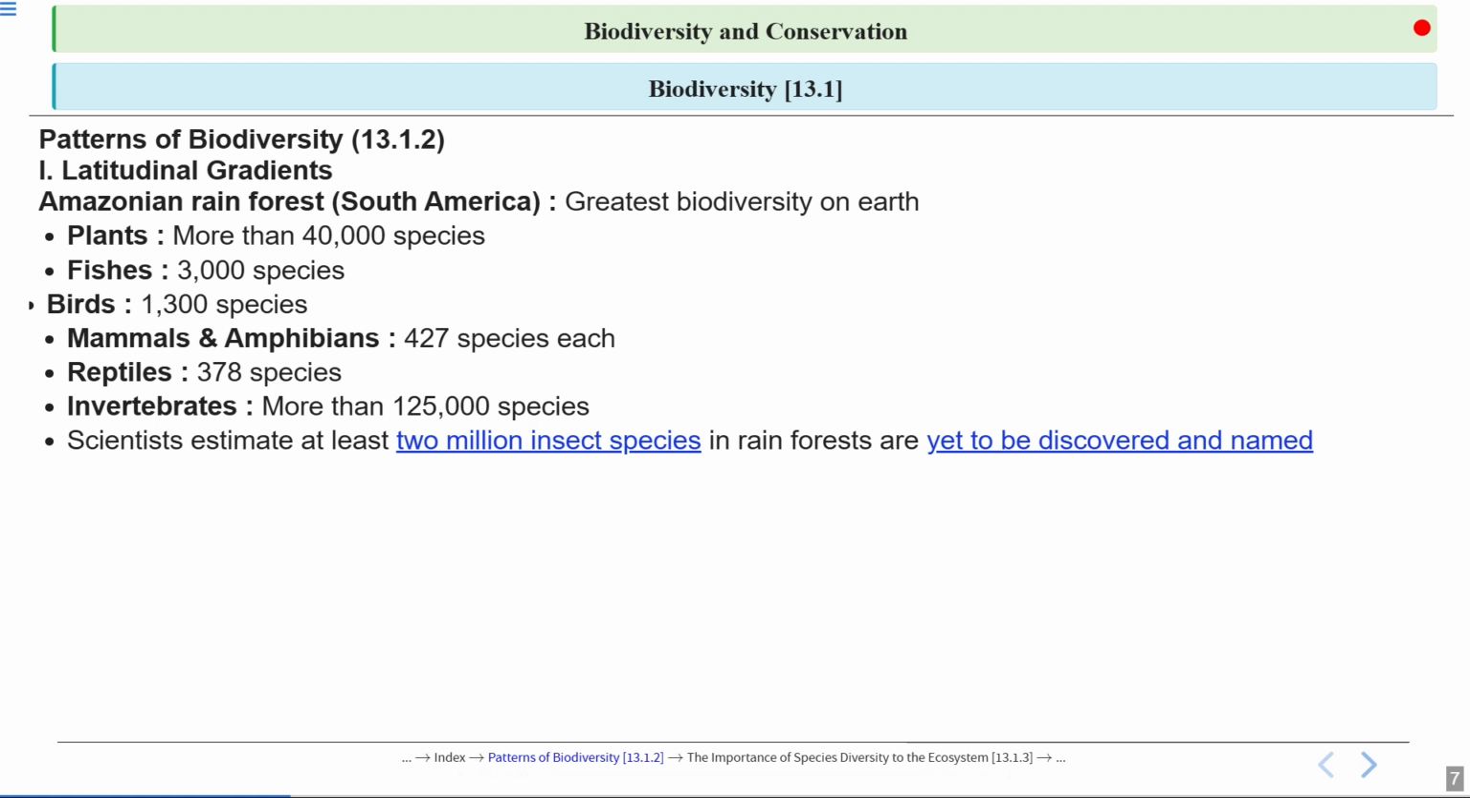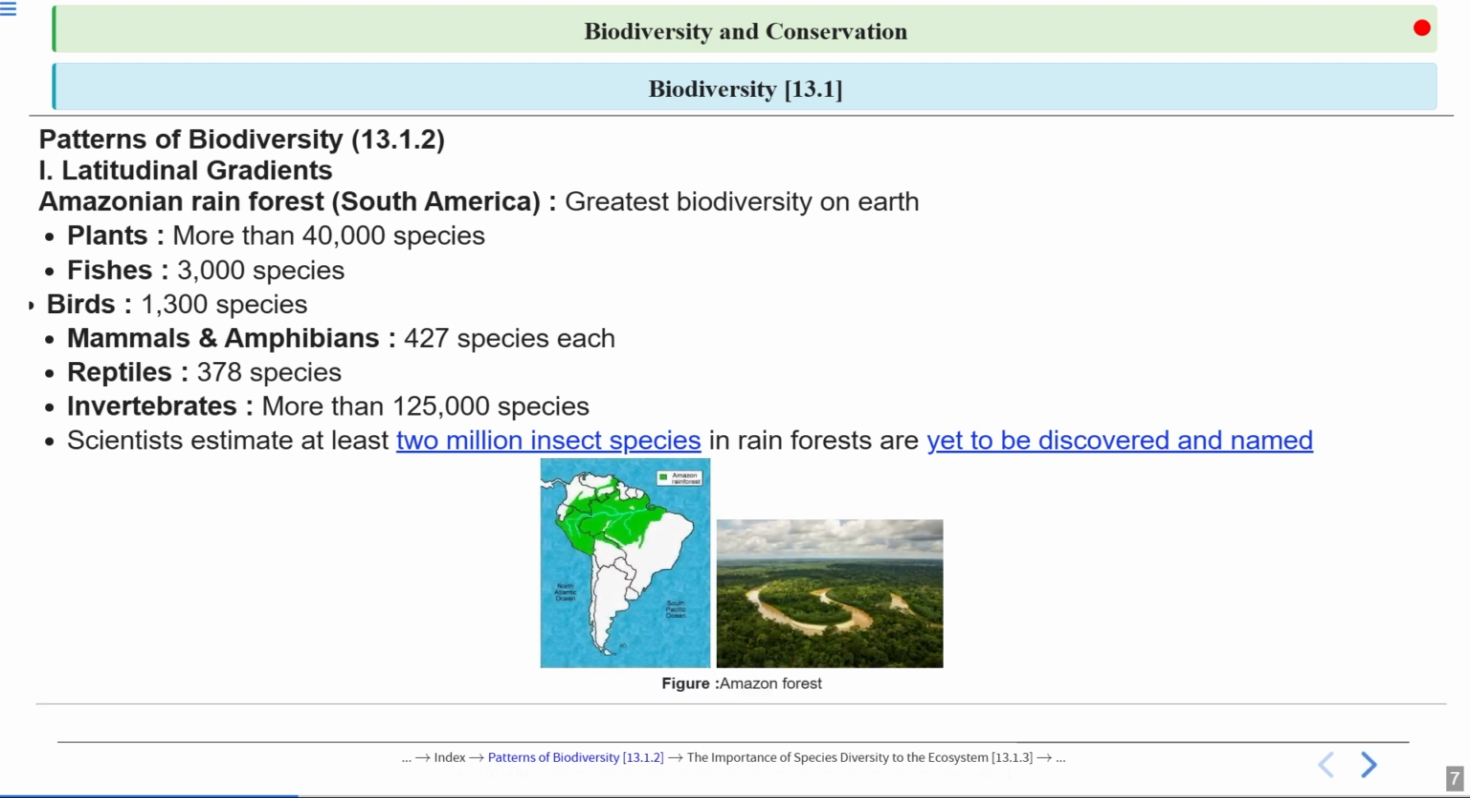Okay, so you can see that in the Amazonian rainforest at least 2 million insect species are yet to be discovered. This is an image showing the Amazon rainforest. The Amazon forest has vast, dense and green expanses of moist, broadleaf tropical forest covering a huge area of South America. It is the largest tropical forest on earth, characterized by its extreme biodiversity, including millions of species of plants and animals.